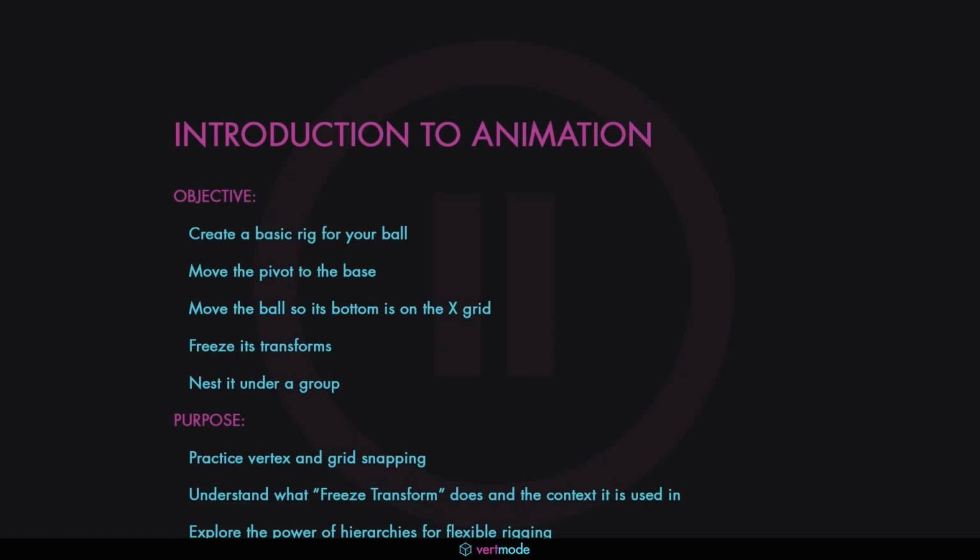As a challenge, I want you to create a basic rig for your ball. So what I want you to do is try moving those pivots, try out the snap to vertex, get it so that the pivot point is right on the bottom of your ball. Make sure that the bottom of your ball is snapped to that X grid. And once you get that set up, freeze its transforms. Make sure you freeze the transforms first so it's in place. Then you can nest it in a group, and we're going to modify that group to give it a bit more control. So go ahead and pause now and try that out, and then I'll see you in the next one.